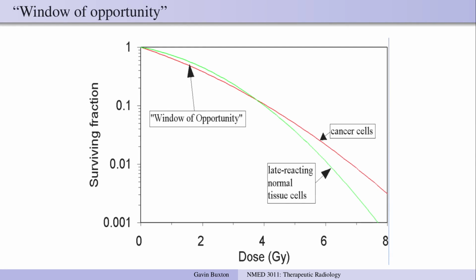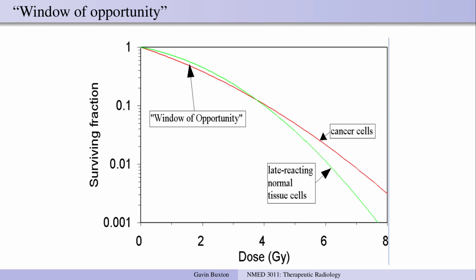The window of opportunity exists at low doses, or low doses per fraction. And this is why we give low doses in multiple fractions instead of one big dose. Consider the survival curves for normal cells with a high capacity for repair in green, and the red curve which is for the cancer cells. The normal cells have a curvier survival curve than the cancer cells, as normal cells have a higher capacity for repair.